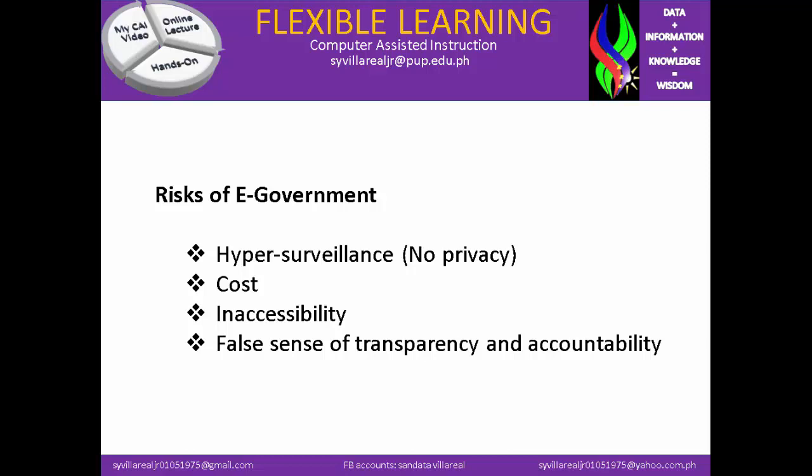Now let's move to the risks of e-government. We have hypersurveillance, or no privacy at all in e-government, because everything is seen by the government itself even though it is private, such as your accounts, bank accounts, your criminal records, or where you live. Next is cost and inaccessibility. Next, false sense of transparency and accountability. So it can be replaced automatically, as happened in the auditing of Pag-ibig.